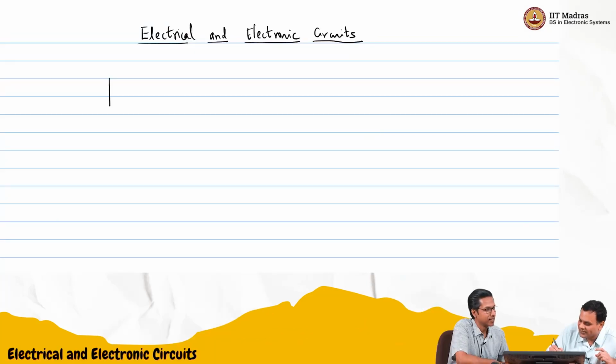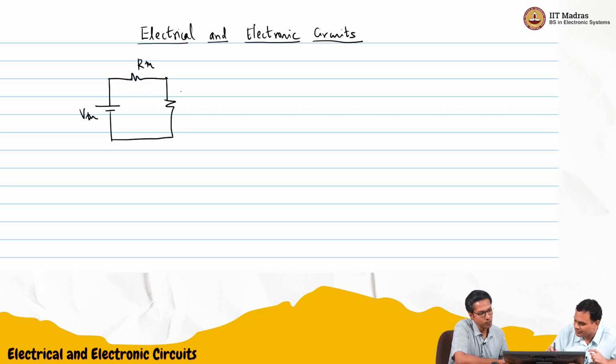So VTH and RTH, and then a load resistance. Yeah, that's quite simple. I'll call that RL.